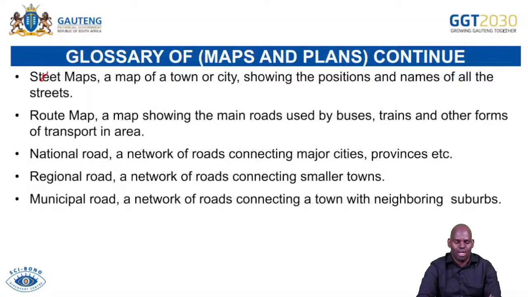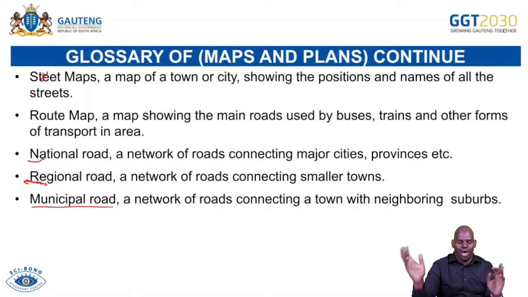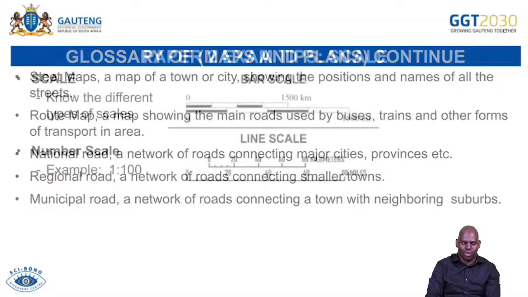You must know what a route map is. You must know what a national road is. You must know how we identify a national road. Very, very important. Remember, we said any road that starts with capital letter N is a national road. And then of course regional. If it starts with capital letter R, that will be a regional road. And then of course the municipal road, that will be the one that starts with capital letter M. You see M1, M2, M3, and for regional roads we've got R80, R70, R50, and so on and so on. So you must know that those are the regional roads.